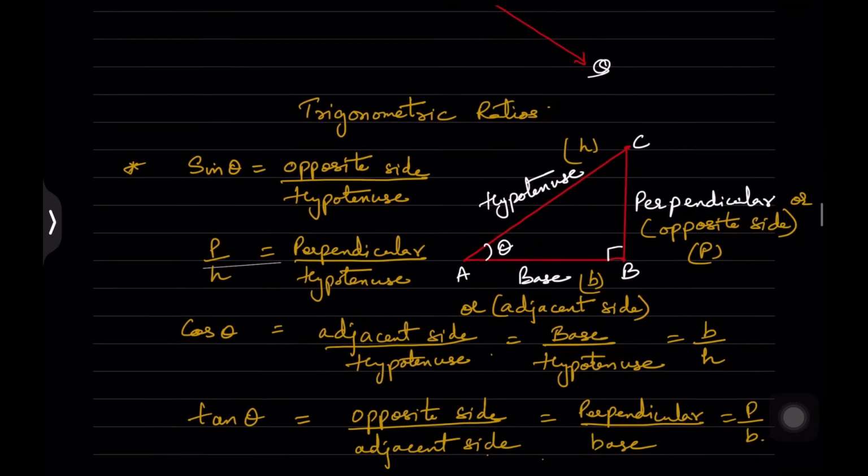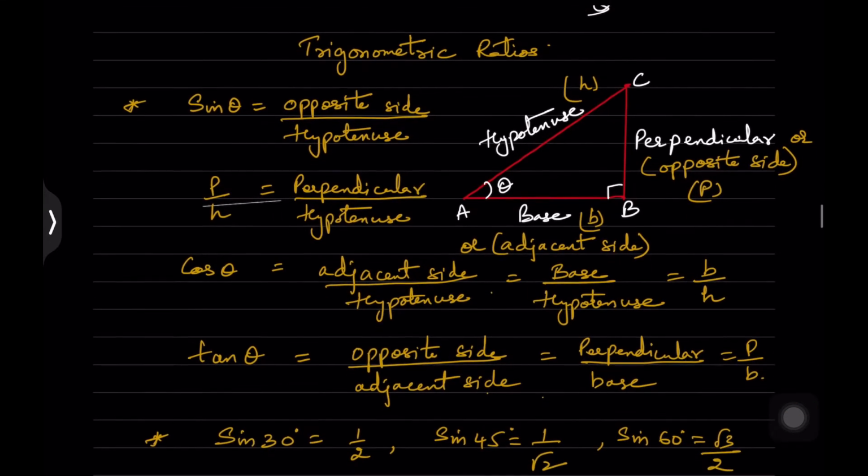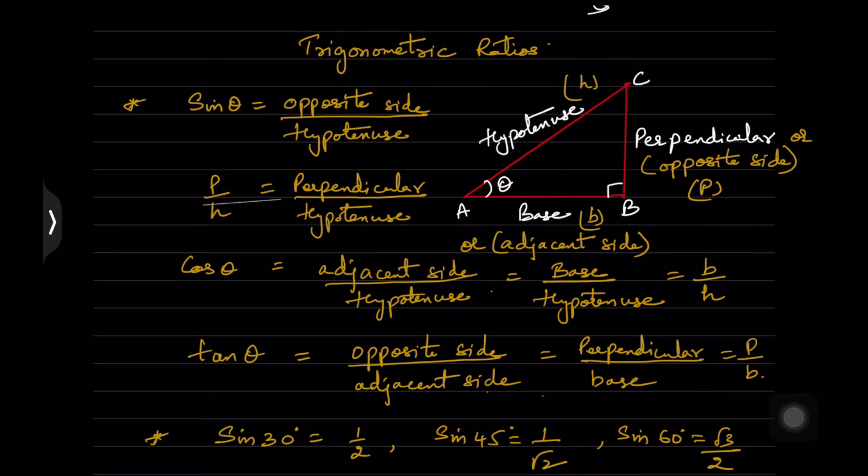Here you have to remember some important trigonometric ratios, that is sin theta. What is sin theta? You have the right angle triangle. You know that for trigonometry we will always have a right angle triangle. What is perpendicular, what is base, hypotenuse, and what are they also called? Opposite side, adjacent side, and the hypotenuse with the theta.